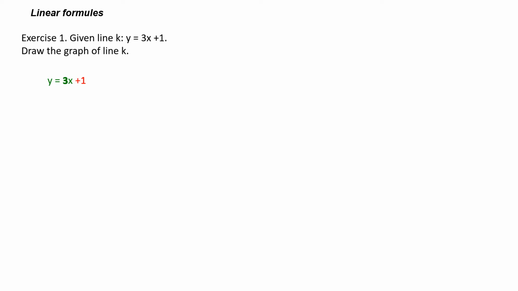We're going to look at linear formulas. First, we're going to draw a graph. Before I can make any graph, first I need to make a table. So, we're going to draw a table and then we're going to fill in our table.